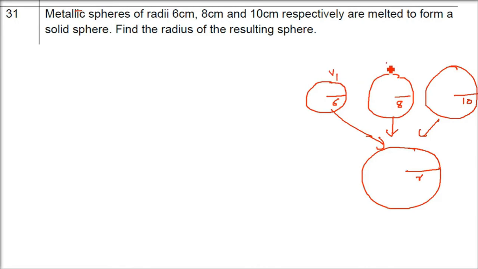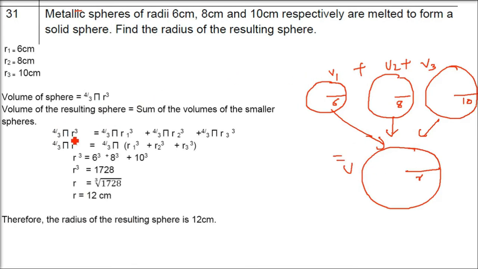This one. So what is the volume? V1, V2, V3. When you combine this, volume will be added, V1 plus V2 plus V3. It will be equal to the final volume. So volume of a sphere is 4 by 3 pi r cube. So 4 by 3 pi R cube is the final one, and 4 by 3 pi r1 cube, 4 by 3 pi r2 cube, and 4 by 3 pi r3 cube.